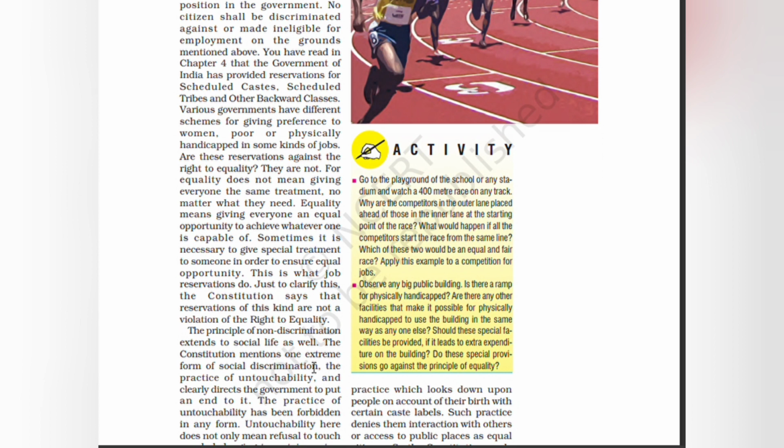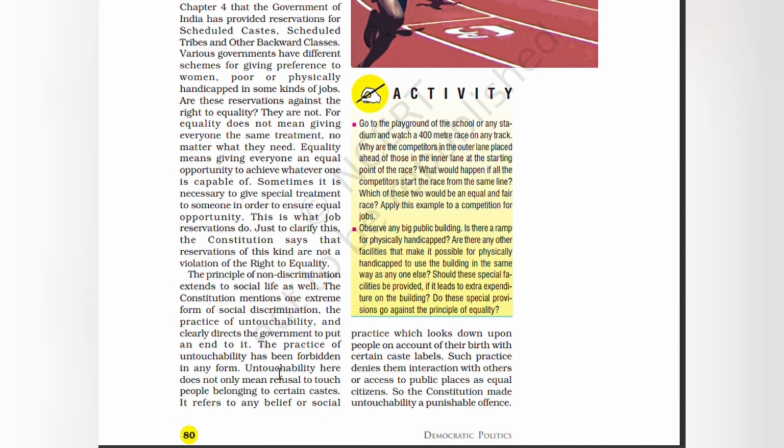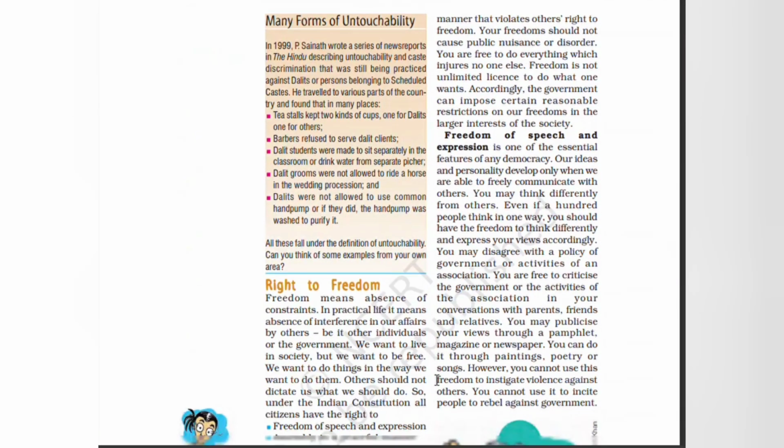The Constitution mentions one extreme form of social discrimination, the practice of untouchability, and clearly directs the government to put an end to it. The practice of untouchability has been forbidden in any form. Untouchability here does not only mean refusal to touch people belonging to certain castes. It refers to any belief or social practice which looks down upon people on account of their birth with certain caste labels. Such practices deny them interaction with others or access to public places as equal citizens. So the Constitution made untouchability a punishable offense.